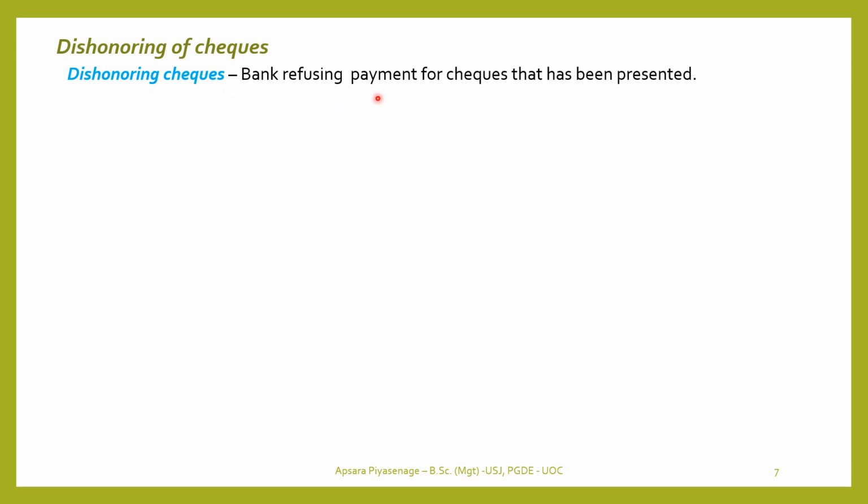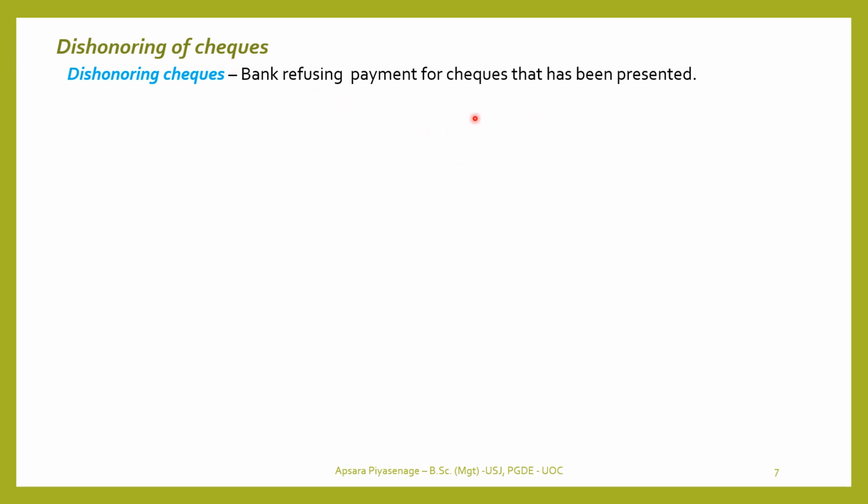Normally a check has to be honored by the bank because a check is considered as an order given by the account holder to the bank to pay the stated amount in the check to the stated person in the check. When you write a check, there's a name in the check. We order to pay this person this amount and we sign the check. Therefore, it is considered as an order. So the bank has to honor the order and do the payment. But there are some reasons the bank refuses payment for the checks.